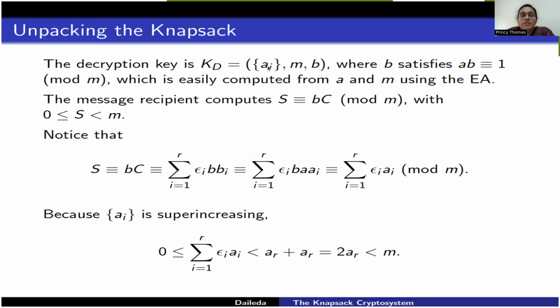So here a_i, M, and b are used for the decryption. The message the recipient gets is C. To calculate the message, he multiplies b into C mod M. Now let us see whether it is possible to get this b with the things that the user has.